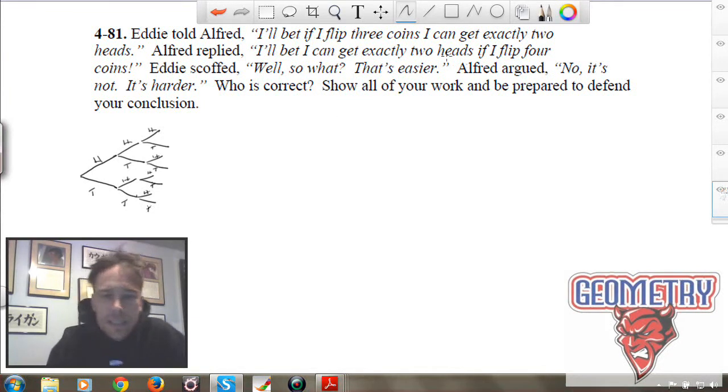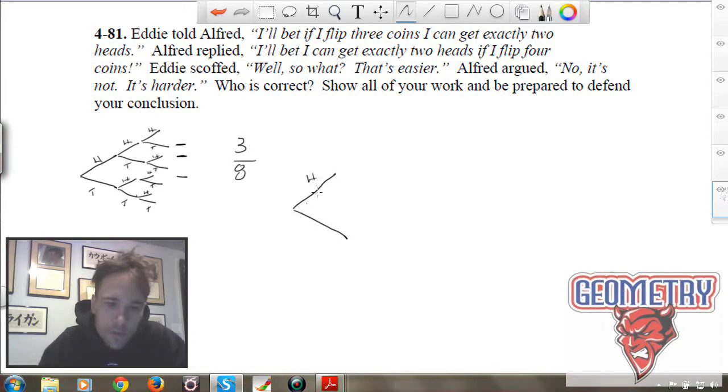So exactly 2 heads. Out of the 1, 2, 3, 4, 5, 6, 7, 8 possibilities there, getting exactly 2 heads, looks like there's one instance right there, head, head, tails. Head, tails, heads. There's a second instance. And then tails, head, head. So it looks like there's a 3/8 chance that when you flip 3 coins, you would get exactly 2 heads. And so now you've got 4 coins. Let's see what happens there.